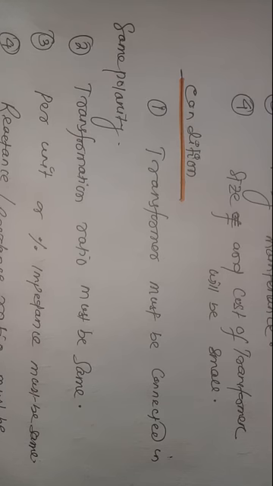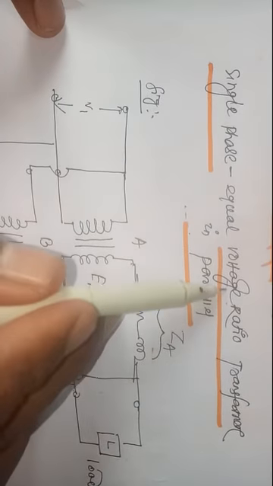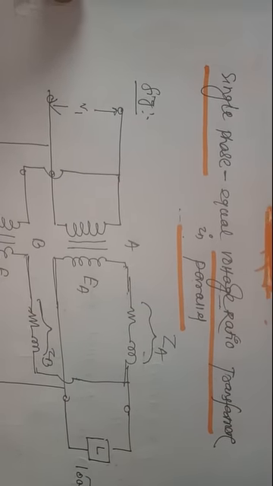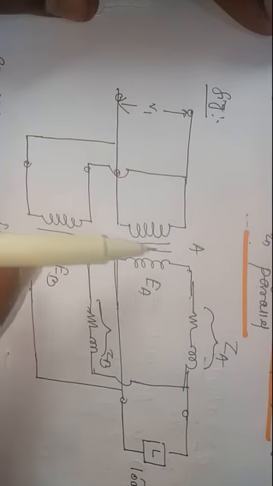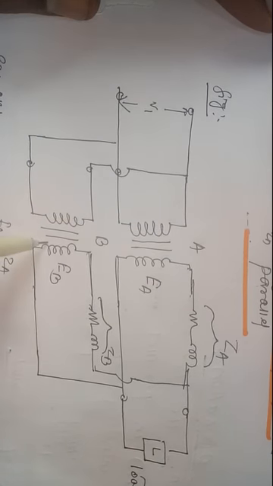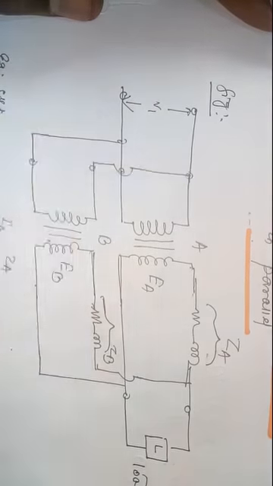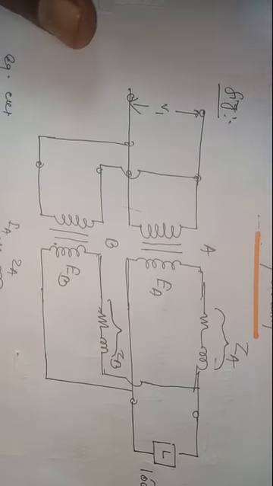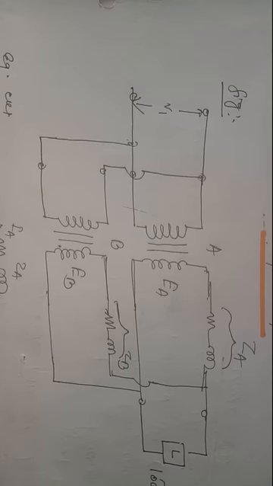Then we'll discuss the process by which the load is shared by the transformers. We'll discuss single phase transformers having equal voltage ratio. That means the voltage ratios of the transformers are equal, and they are connected in parallel. See, these are the two transformers, transformer A and transformer B, connected in parallel. This one is the primary side and this one is the secondary side. The primaries are connected to the same voltage source.